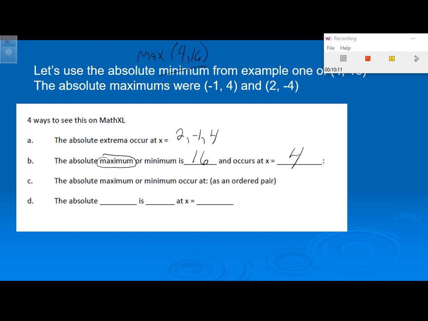You might see it as this: the absolute maximum or minimum, so I'm going to pick on maximum again, occurs at, so you might also have it as an ordered pair. And every now and then you'll see it like this: the absolute, and it might even be a drop-down box, the absolute maximum is, and then we would type in 16, and it happened at x equal 4. So guys, those are the 4 ways Math Excel could ask you about your extrema.